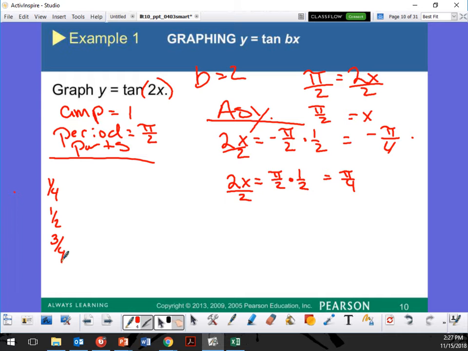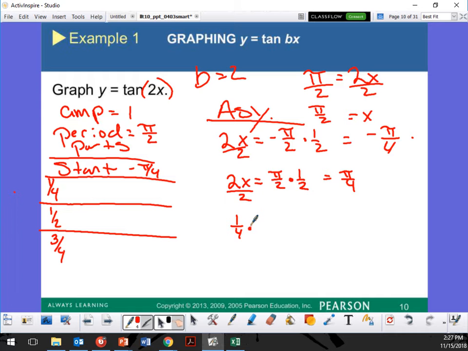Okay, this is my start, which is my negative pi over 4. And this is an asymptote here, right? Good. So, we have those. It's going to be 1/4 times the period plus my start.